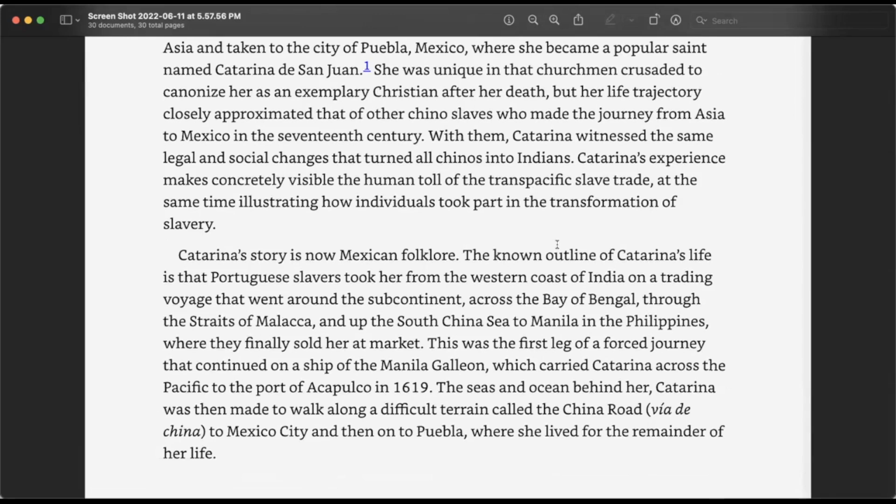They took her from the west coast of India on a trading voyage that went around the subcontinent across the Bay of Bengal, through the Straits of Malacca, Malacu, the Malacca Islands, right? And up the South China Sea to Manila in the Philippines. That's the slave market where they finally sold her. This was the first leg of a forced journey that continued on the ship of the Manila galleon, which carried Katarina across the Pacific to the port of Acapulco in Mexico, right? Acapulco in 1619. Look at that year.